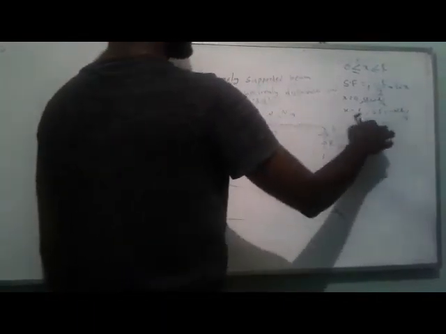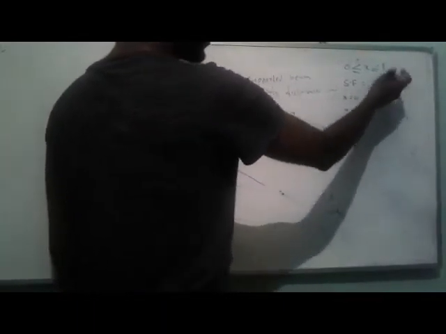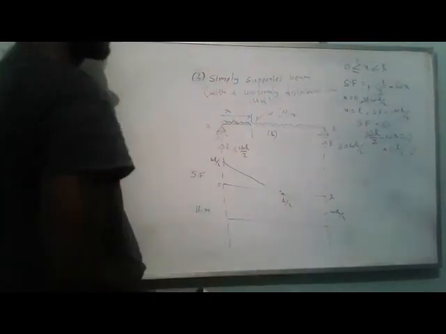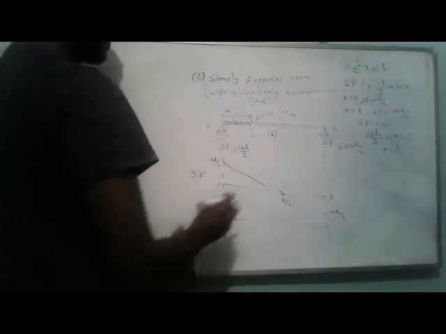You equate this to 0, and here WL over 2 minus Wx is equal to 0. Then you can cancel this W, x is equal to L over 2. Here this x value is L over 2. Likewise you can find this point.